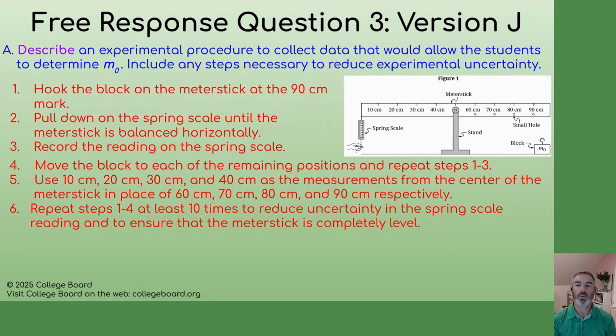So maybe when we pulled the spring scale down, it wasn't completely horizontal. So we're going to repeat the process for each of the 4 positions of the block. And we're going to do that at least 10 times to reduce uncertainty, to make sure that the meter stick is completely level.